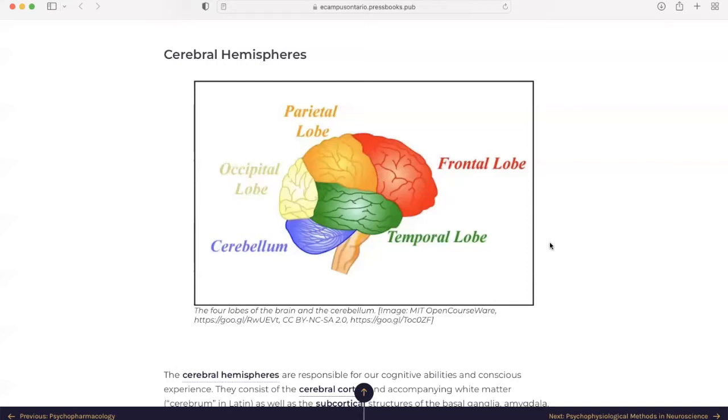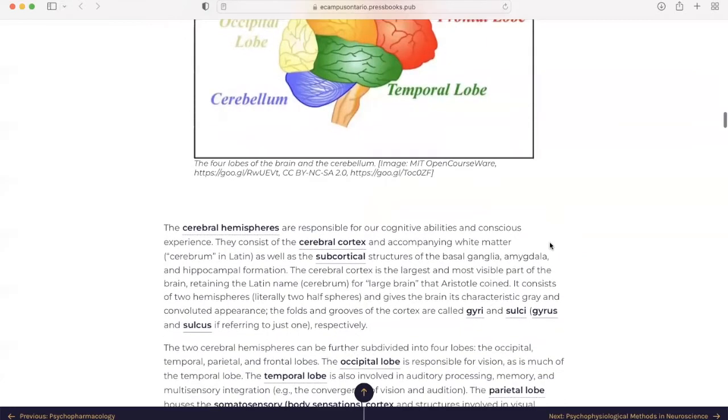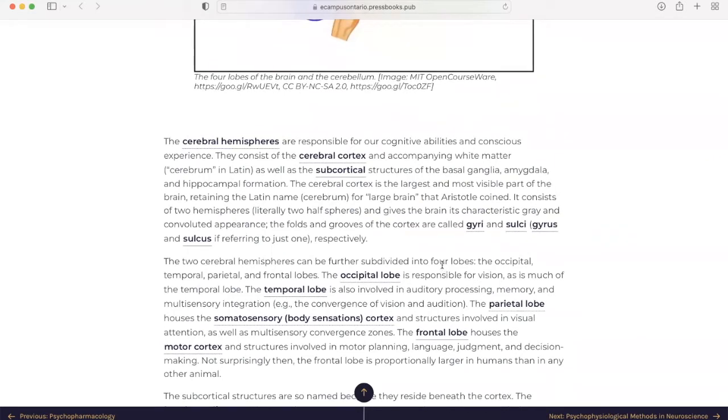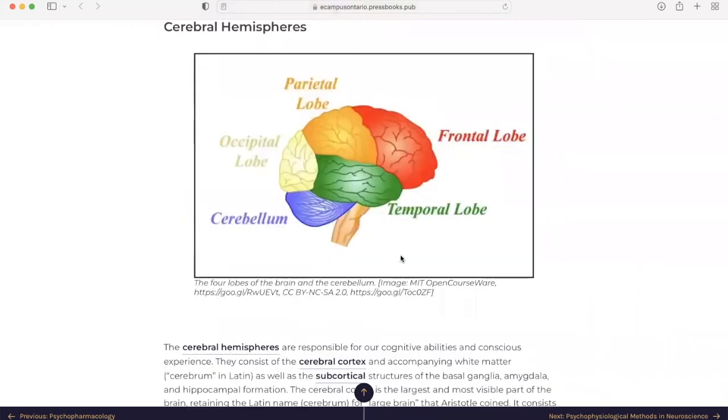And it goes on to say that the two cerebral hemispheres can be further subdivided into 4 lobes. And that brings us to our next learning objective: name and describe the basic function of the 4 cerebral lobes. So let's start with the occipital lobe. And as you may gather, it is responsible for vision. For occipital, I was just thinking, optic, trying to make a word association there.